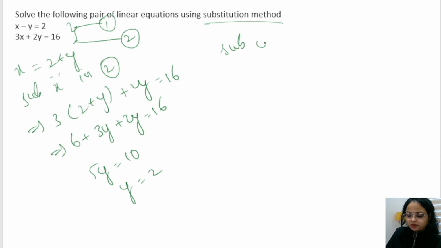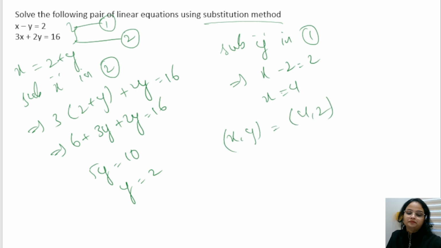So again I'll substitute y value in the first equation. I'll get x minus 2 is equal to 2, x is equal to 2 plus 2, it is 4. So here x and y values are 4, 2. Next one.